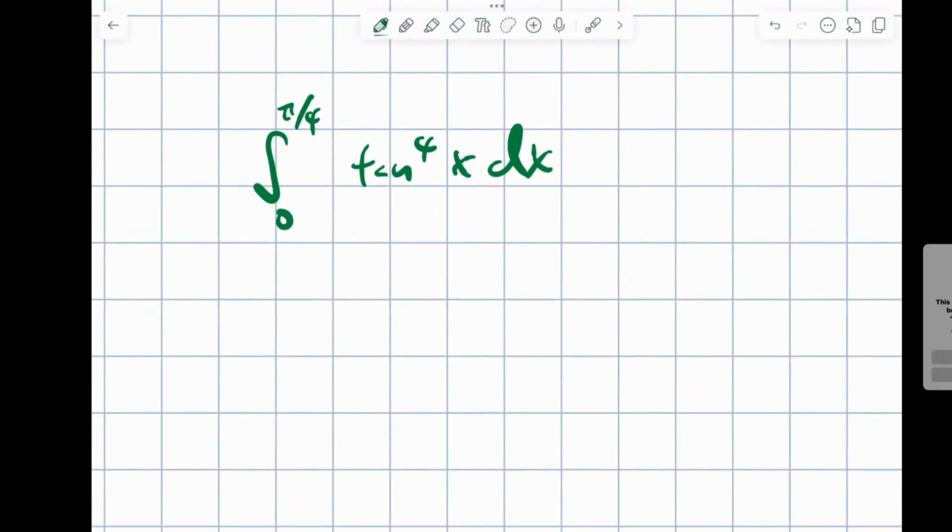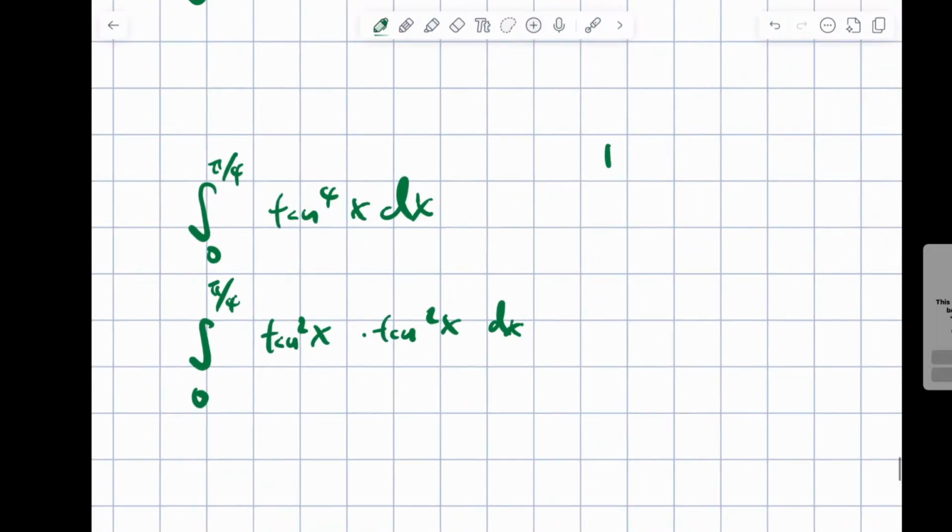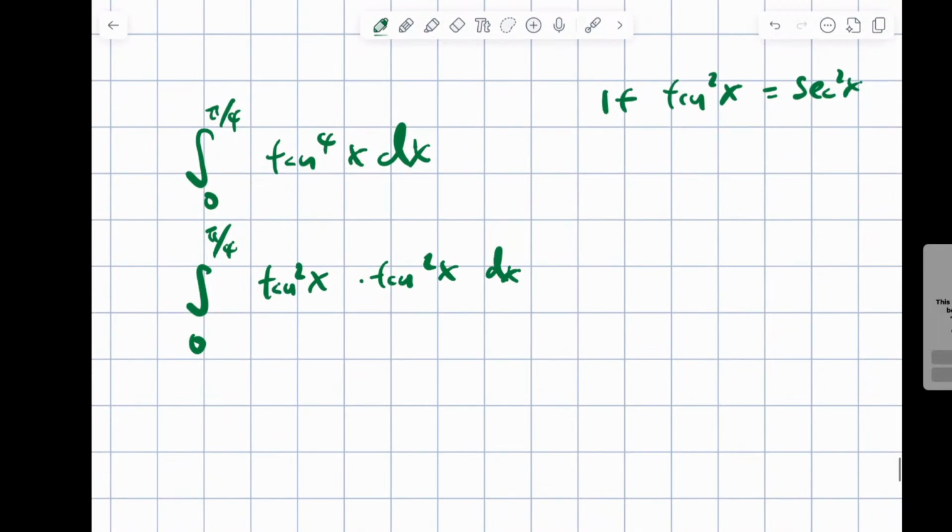Alright, seems like nobody got it. That'll be way too easy. Okay, so hopefully you guys start to understand that you can break the tangent to the 4 into tangent square of x times tangent square of x. Did you do that? Okay, so do you know that 1 plus tangent square of x is equal to what? Okay, so that means secant square of x minus 1 is like this, right?